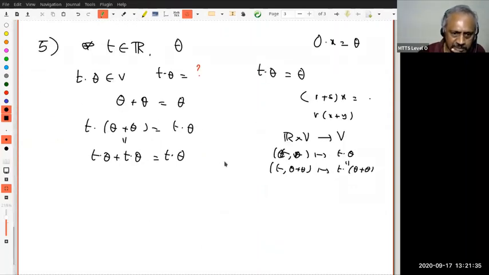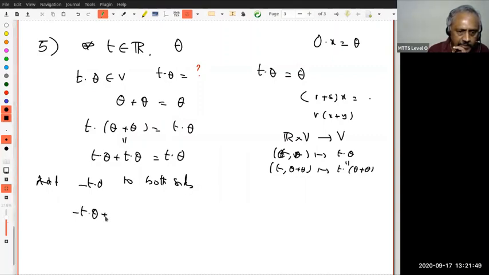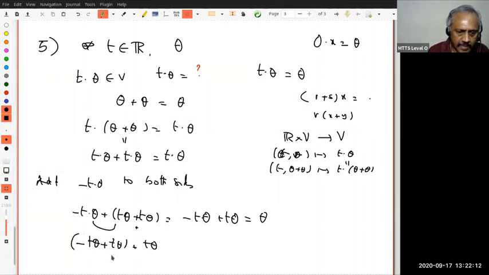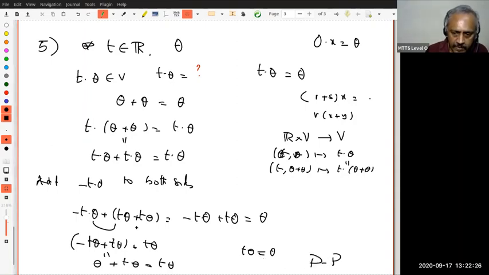What do you think I will do? Now you know the trick. I add the additive inverse of t theta to both sides. So what will I get? Minus t theta plus (t theta plus t theta) equal to minus t theta plus t theta, which is equal to theta because each is the additive inverse of the other. But on this one, using associativity, I can put the bracket here and do that. Therefore, this is (minus t theta plus t theta) plus t theta, but this is theta plus t theta, therefore it is t theta. So I have shown t theta equal to theta for any scalar t. So again, pause, review, proceed.